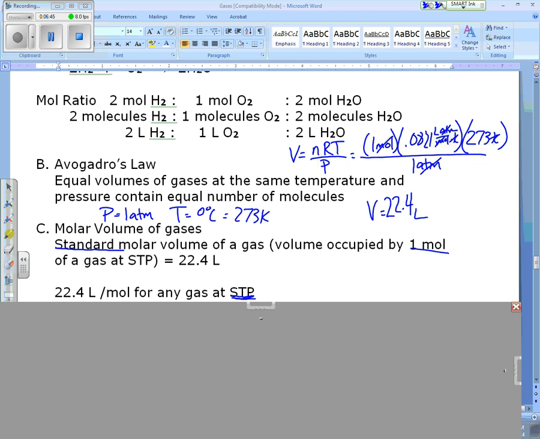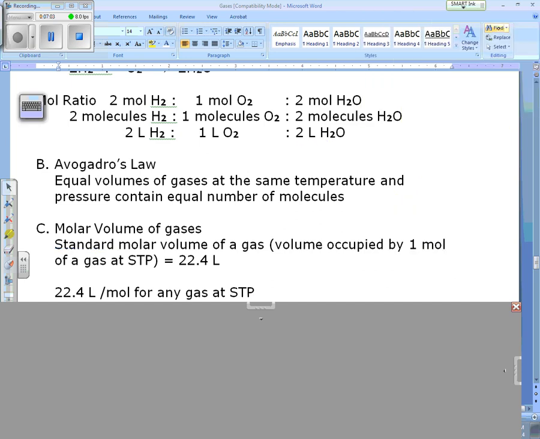Our new strategy is going to be, when we see STP, we write down 22.4 liters per mole. Because if it says STP, we can use that conversion factor. It doesn't mean we necessarily will, it means that we can. All right, so let's see this in action.